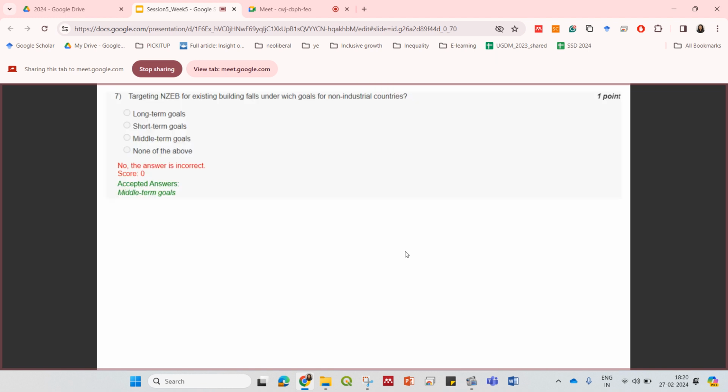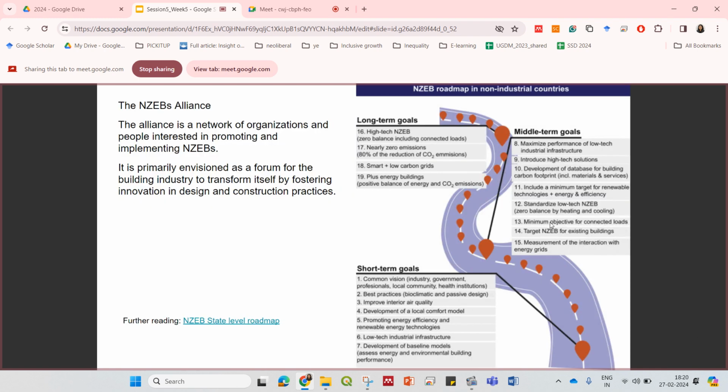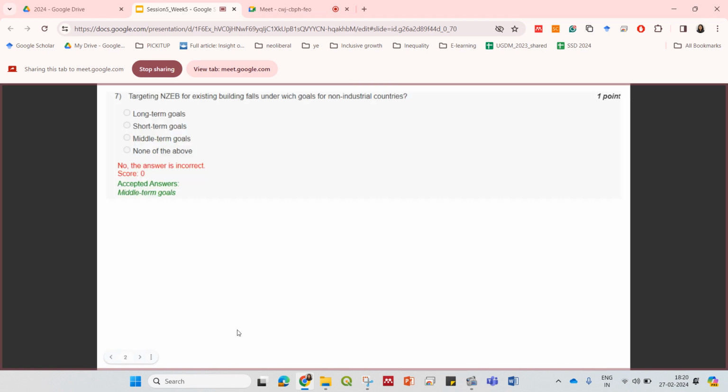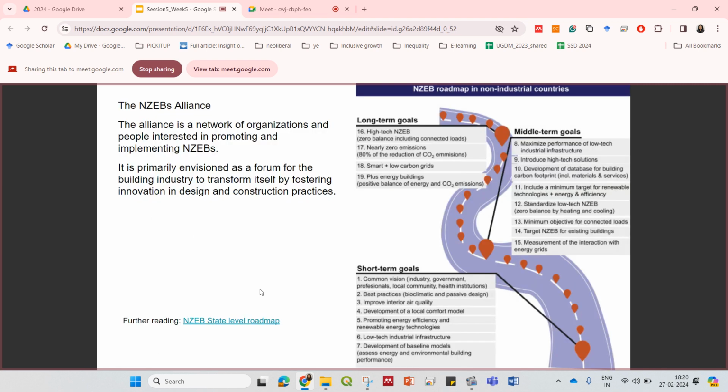We'll go back to our question. So the question was regarding the targeting of NZDB for existing building. You can see targeting NZDB for existing building is a part of the middle term goal, and thus the answer for this is the middle term. So I hope this doubt is clear.